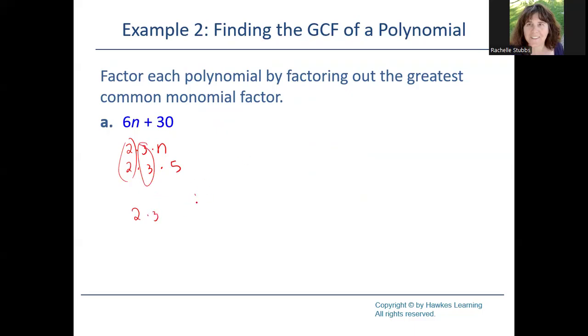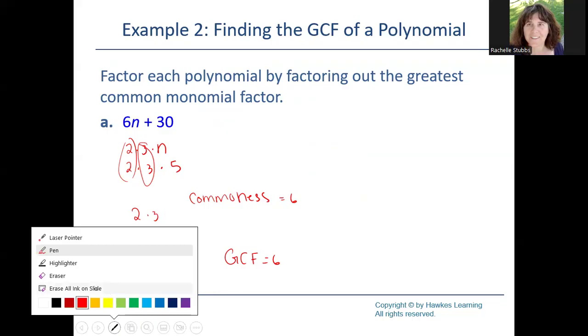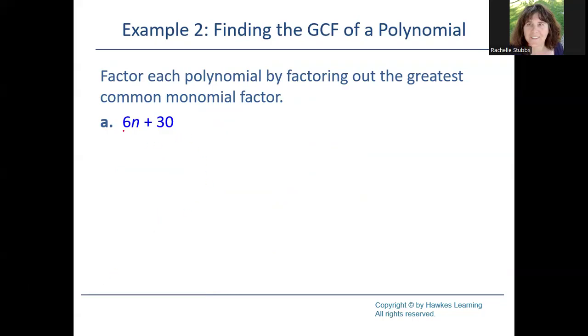So their commonness is really 2 times 3, which equals 6. So we could factor out their greatest common factor, GCF, which equals 6. Okay, and then we're going to do an additional step with that. Once we've discovered that it's 6, we're going to divide it into each one of these. And 6 into 6n leaves us with just n, and 6 into 30 leaves us with just 5.